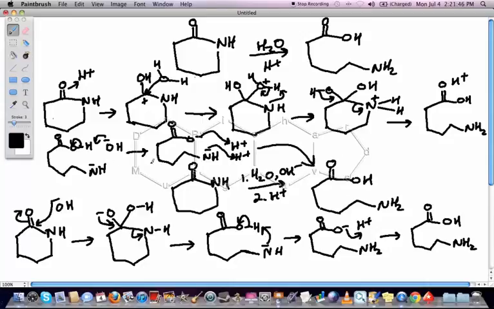So that's the second way of doing it, and both of these are fair enough ways of doing the mechanism for the basic hydrolysis of a lactam.